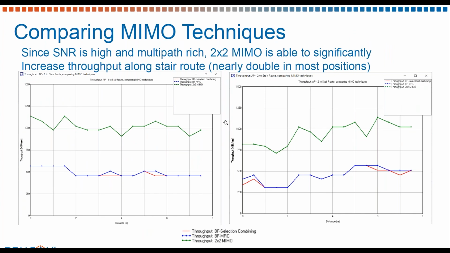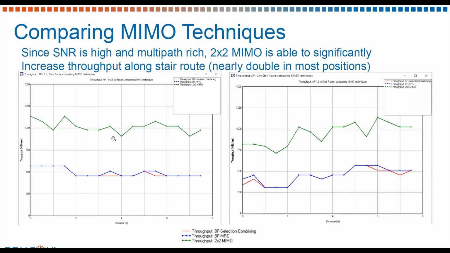Now we can take a look at comparing some of the actual MIMO techniques that we had set up in our communication system. On the left, we're looking at throughput from access point 1 to the stair route. And on the right, we're looking at the same throughput to that stair route, but from access point 2.